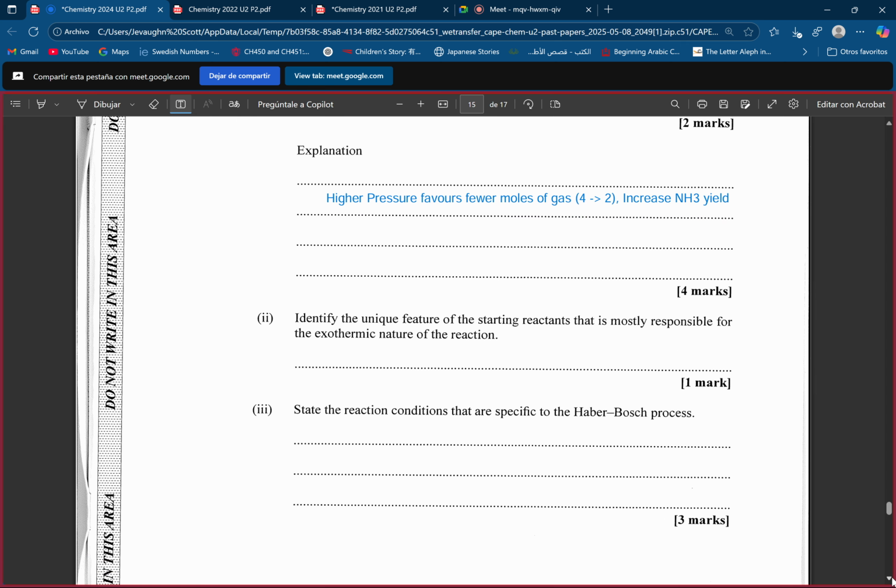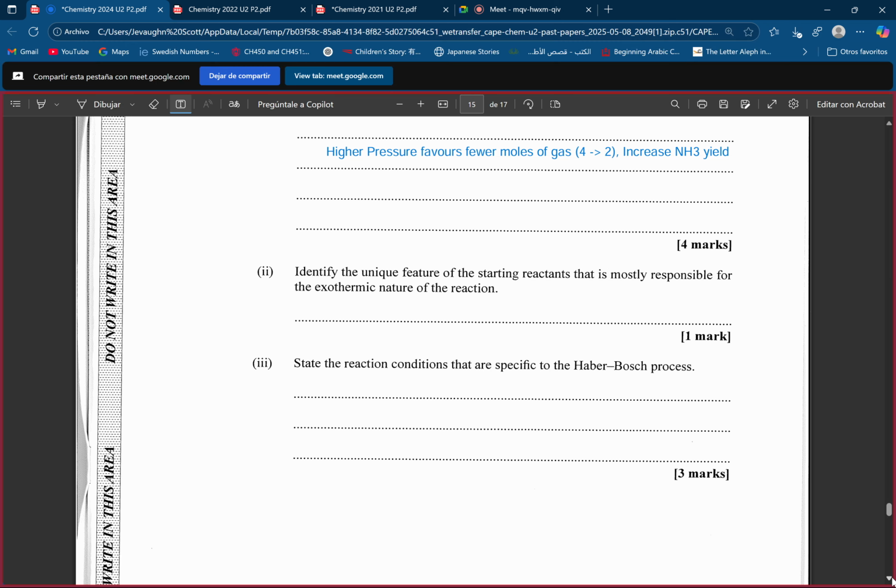All right. So, identify the unique feature of the starting reactant that is most responsible for the exothermic nature of the reaction. Unit 1 chemistry, okay. All right, my bad. Go ahead. Anybody has a unit 1 response for this? Because I don't think this is unit 2 chemistry. But anybody has a response. Identify the unique feature of the starting reactant that is most likely responsible for the exothermic nature of the reaction.